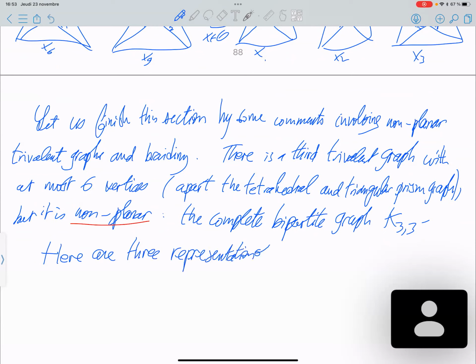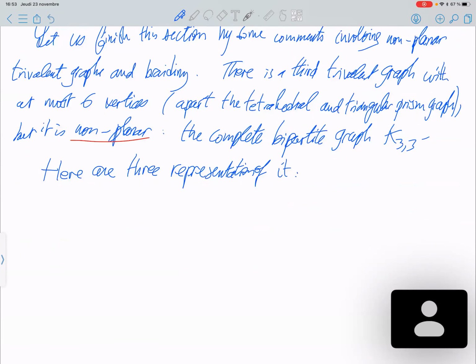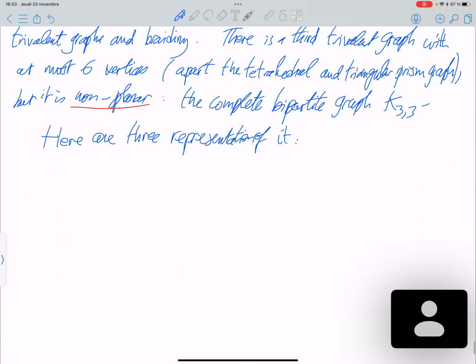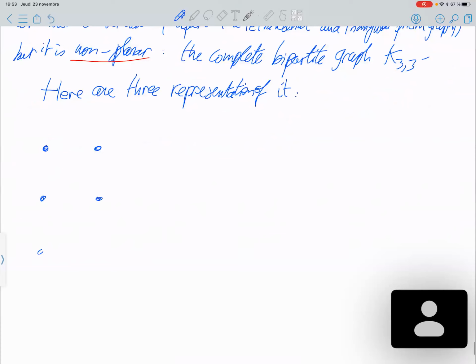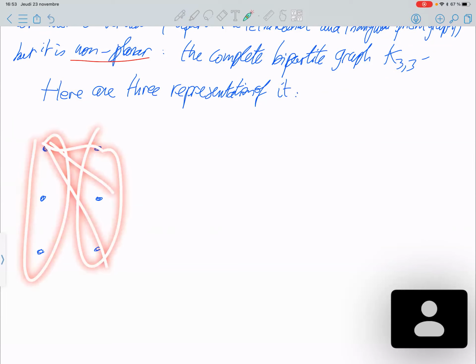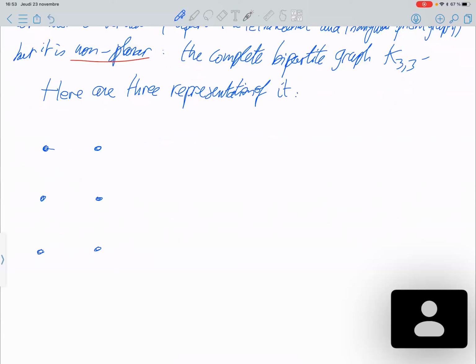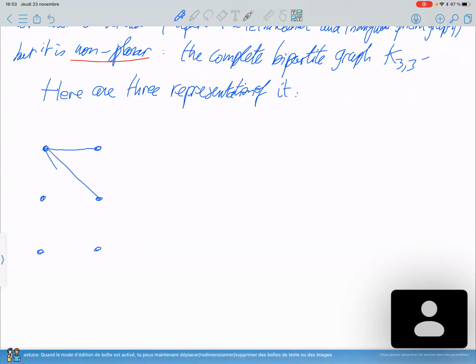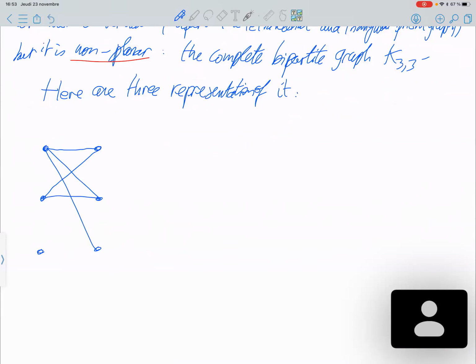Representations of it, which will look like the representation we used for the triangular prism, at least for 2 of them. So the usual way to draw this graph, the complete bipartite graph, bipartite means you have 2 parts, and complete means you have to draw everything. So this is like that. You draw everything in a bipartite way.